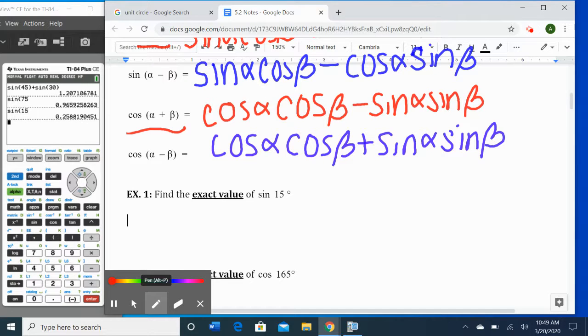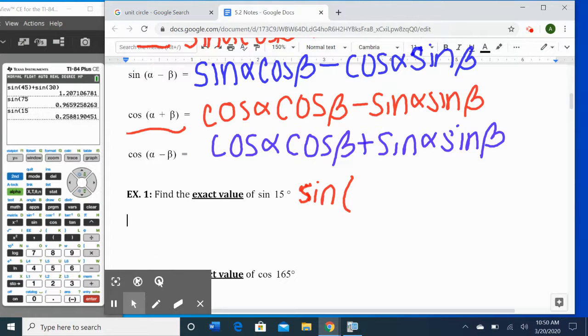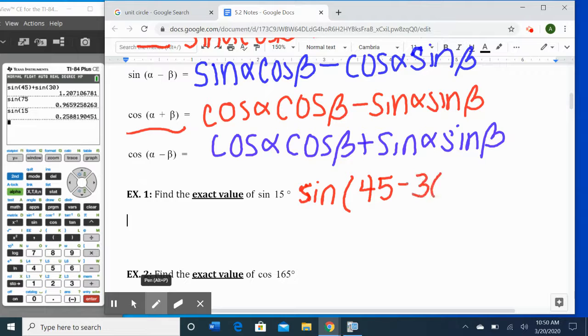So the first thing that I need to figure out is, how can I split up 15 using something that I actually know exact values of from the unit circle? What two angles could I use, either by adding them or subtracting them, that combine to make 15? And you actually have a lot of options. I'm going to choose 45 minus 30. So that's the first thing that I need to be able to do. I need to be able to find either the sum or the difference of two angles that combine to make the angle I'm looking for.